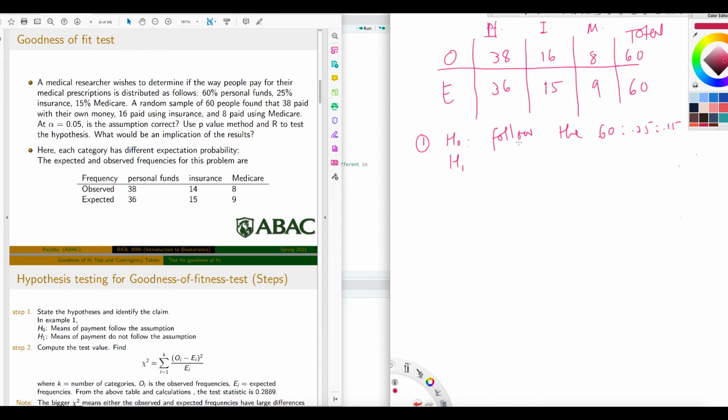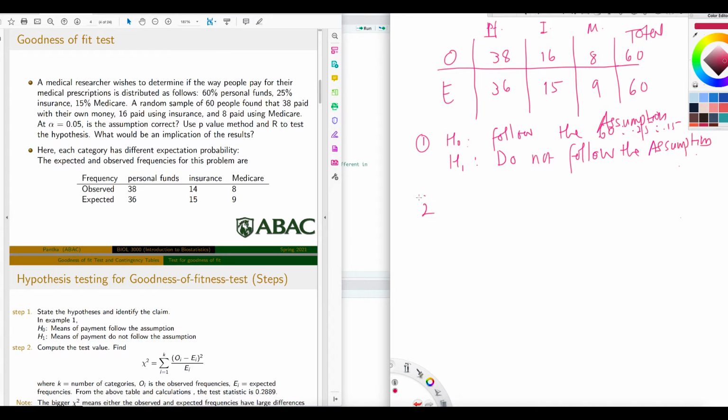And H0 is that the observed follows the assumption, versus H1, that the observed does not follow the assumption.